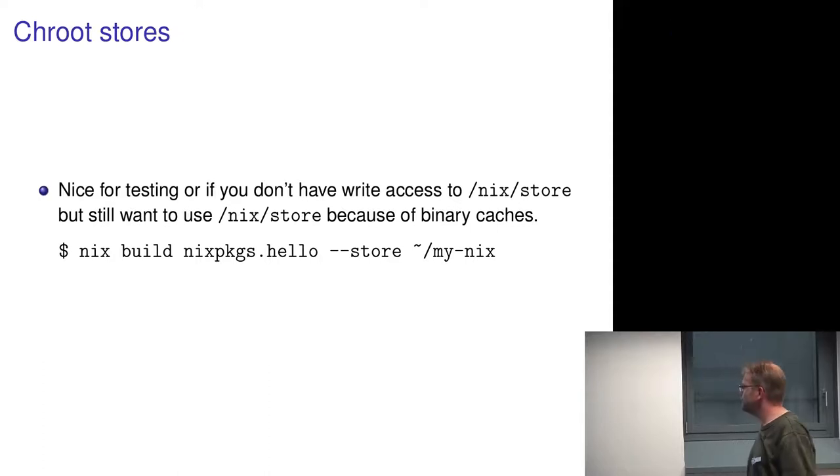There's now this, like I said, chroot store, which is a misnomer, but what you can do here is nice if you don't have write access to /, but you still want to install Nix, and you want to be able to use pre-built binaries for /nix/store. So you can just say --store and then a path to which you do have write permission, and then it will use that instead. This only works on Linux because it uses the magic of mount namespaces.